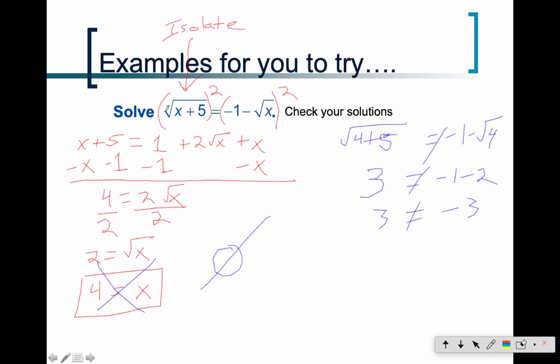If you look up here, the square root of x plus 5 was always going to be a positive number. Negative 1 minus a positive number was always going to be a negative number. So we could have kind of predicted that this was going to happen before we even started.